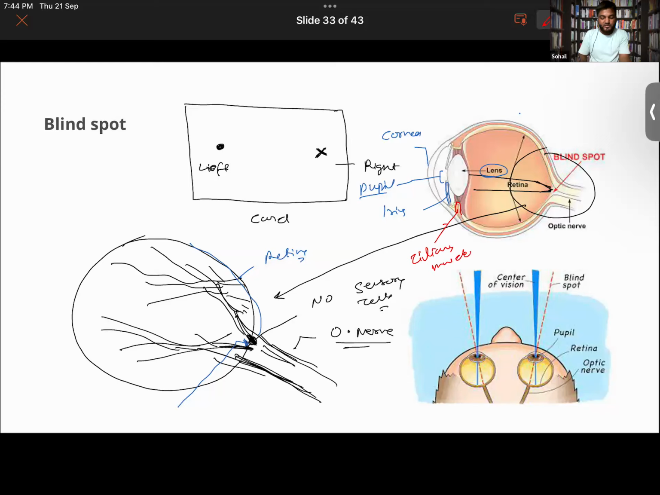Right now, many of them are called ciliary muscles. Then whatever light rays pass through the lens of the eye will be converged by the lens, because the lens converges light rays. So they will be converging at the retina. So image formation happens at the retina. Image formation occurs at the retina.